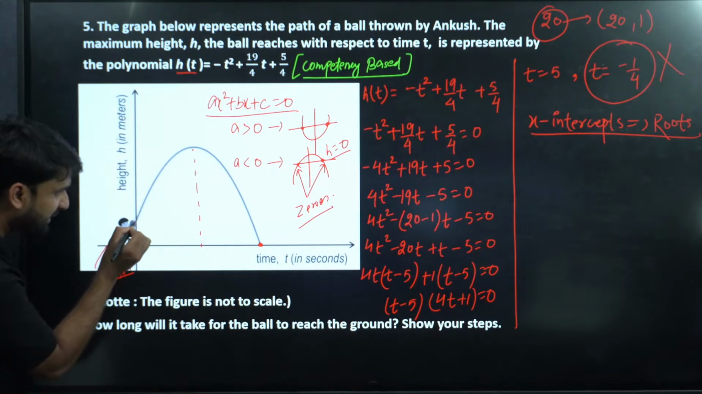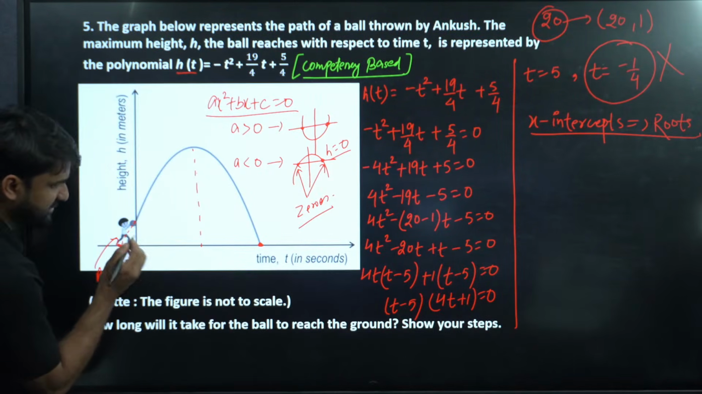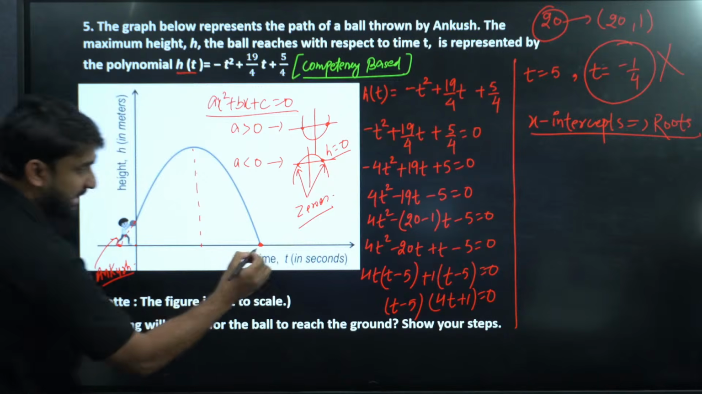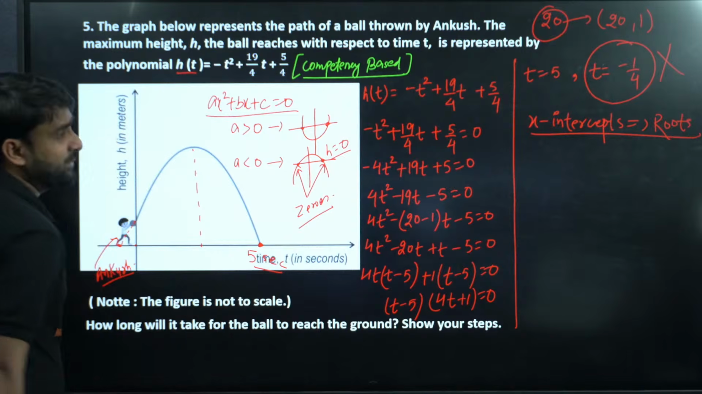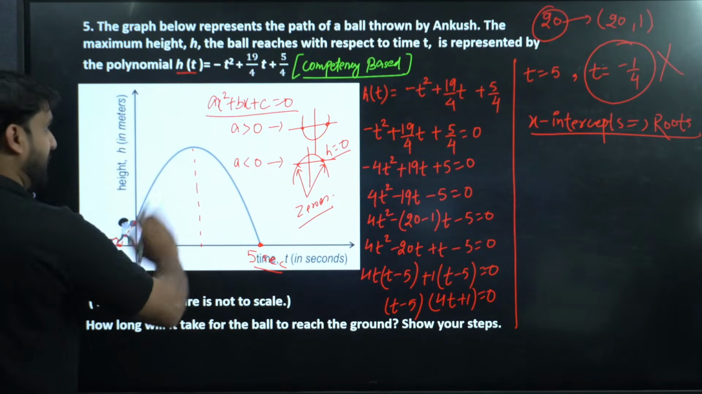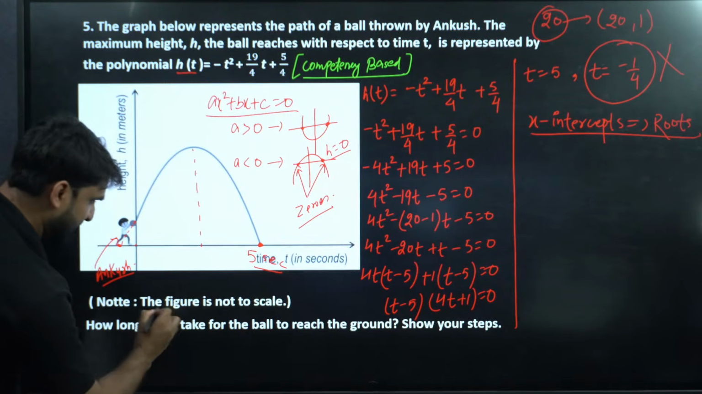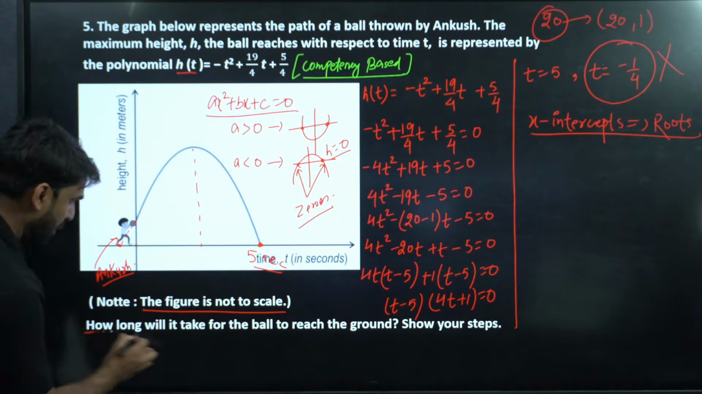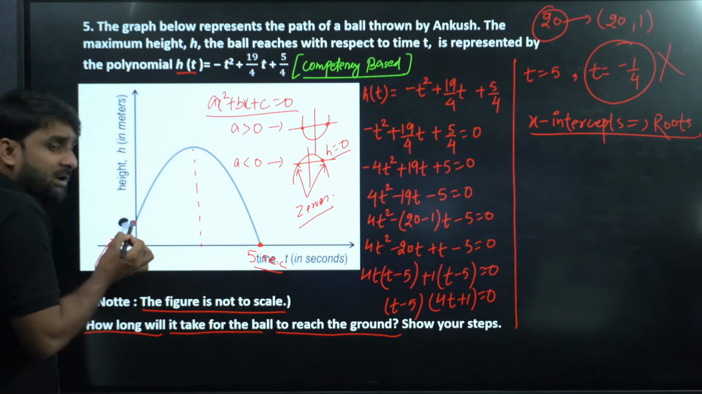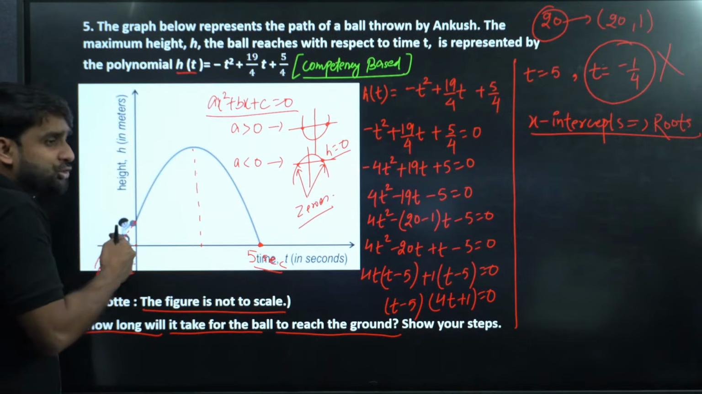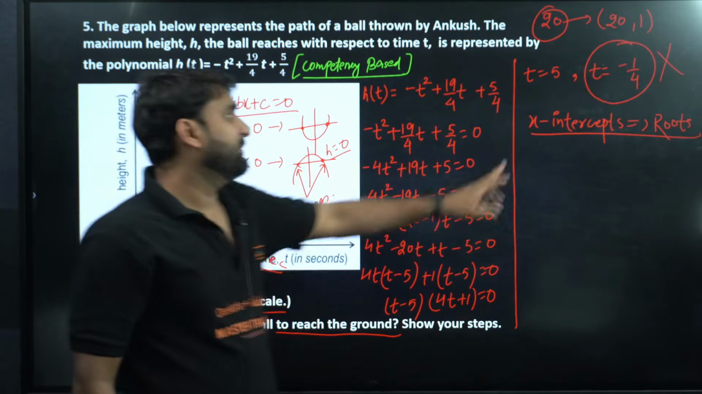If we complete the diagram, this will be the negative side, because this is the origin, so this side will be positive, this side will be negative, and this is 5 here. So this is 5 seconds, right? The figure is not to scale, okay? How long does it take for the ball to reach the ground? Means after the ball was thrown by Ankush, how much time will the ball take to reach the ground again? So the answer will be 5 seconds.